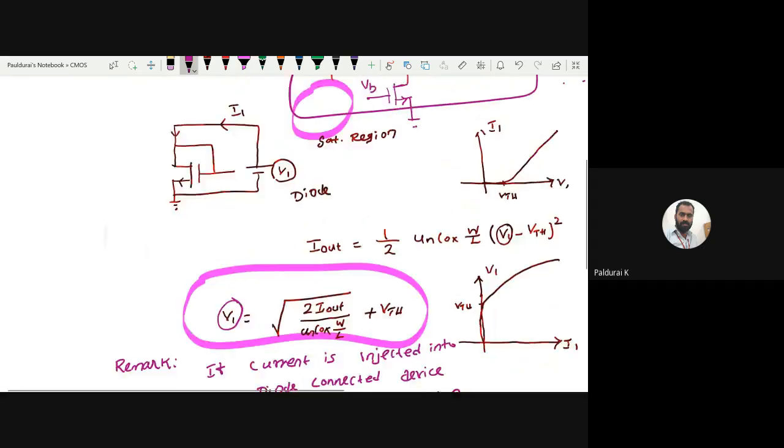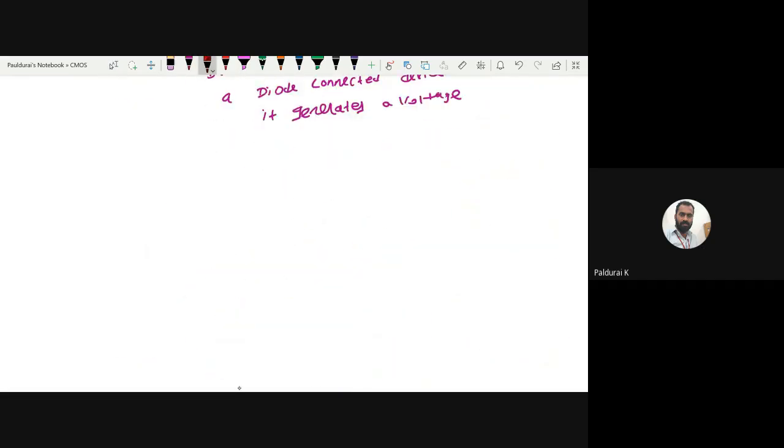Okay, so what are we going to do? What is the basic concept? Take one diode connected device and inject a current. This current is the reference current, and assume we are getting it from a golden current source. Now I want to copy this current here. I have some current source here, and this is my I out.